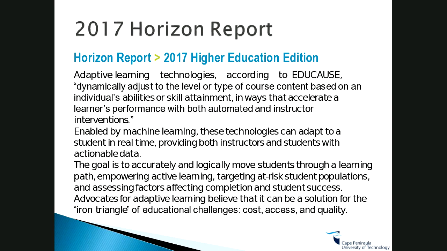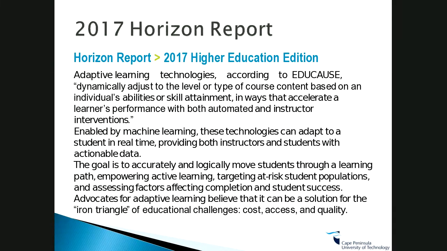All right, if I look at the Horizon report, it says, according to EDUCAUSE, it is to dynamically adjust the level or type of course content based on an individual's abilities and skills attainment in ways that accelerate a learner's performance. Now, the one thing that's mentioned there is automated, and then secondly, instructor intervention. And this is where machine learning comes in, where you can look at your student body and see whether that is the way that your technology automatically adapts to the type of assessment needs.